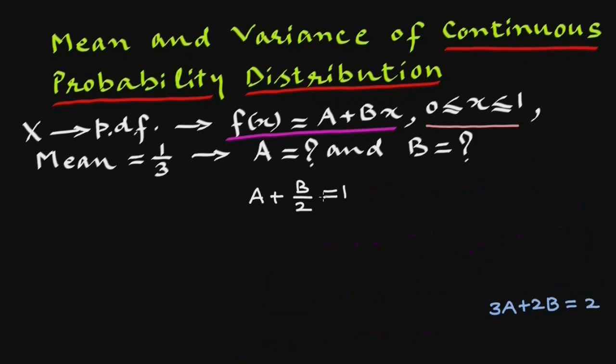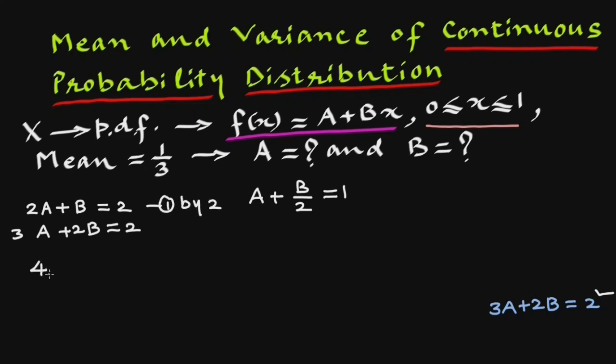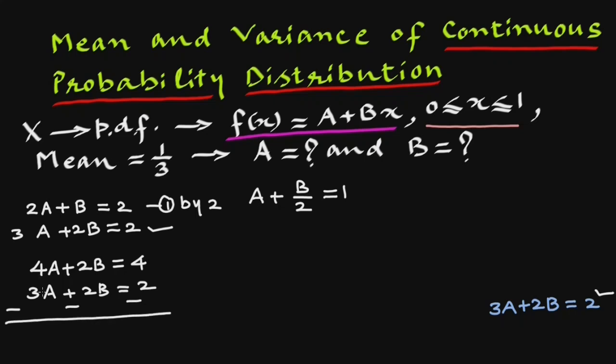Now a plus b upon 2 equals 1 will become 2a plus b equals 2, and the other equation is 3a plus 2b equals 2. For solving these equations, we will multiply equation 1 by 2. So it will be 4a plus 2b equals 4, and the other equation 3a plus 2b equals 2. Subtracting the second equation from the first one, 4a minus 3a will be a, 2b minus 2b will be 0, so a will be 4 minus 2, that is 2. So we got the first value, a equals 2.